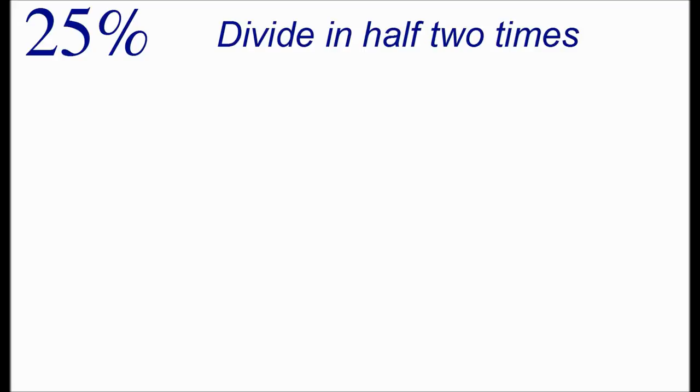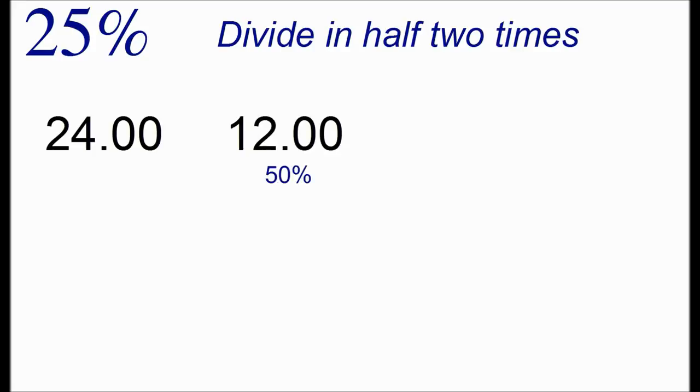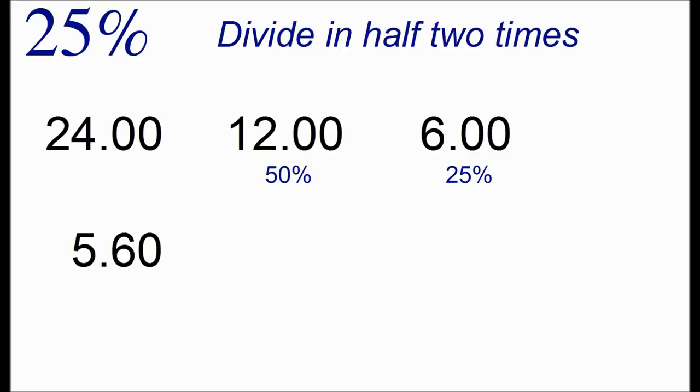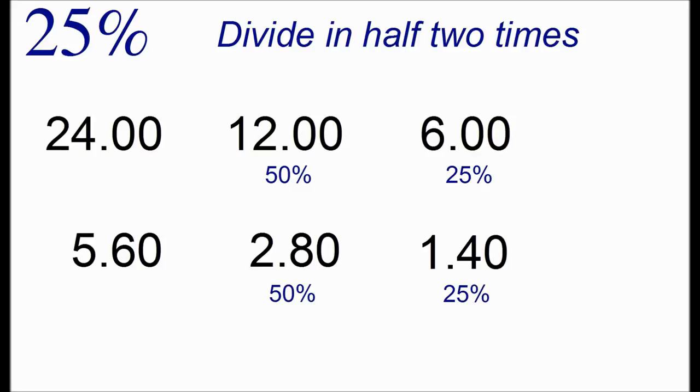We'll build on this to calculate 25%, which is we're going to divide the number in half 2 times. So when we start out with 24, we first divide it in half to get 12. And then we divide it in half once more to get 6, and that'll be 25%. Similarly, for 5.6, dividing in half one time gives us 2.8, and we can easily divide that number one time more to get 1.4 as 25%.